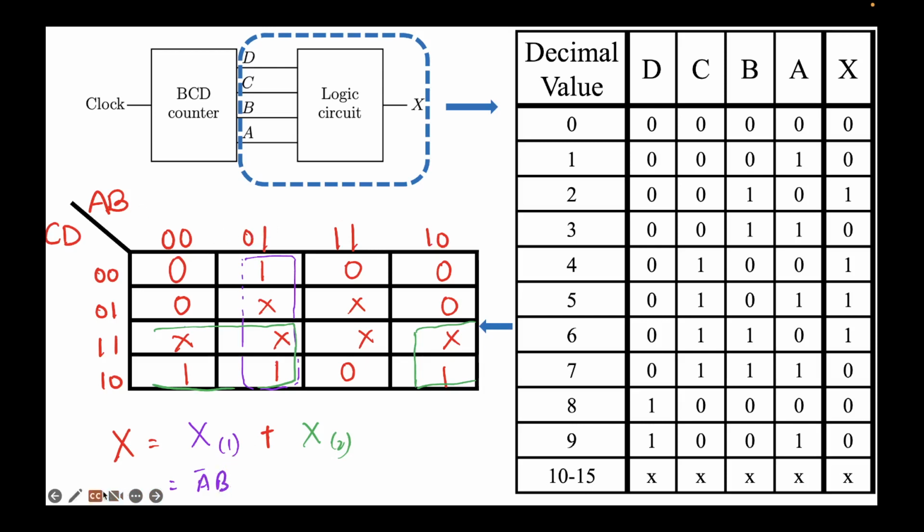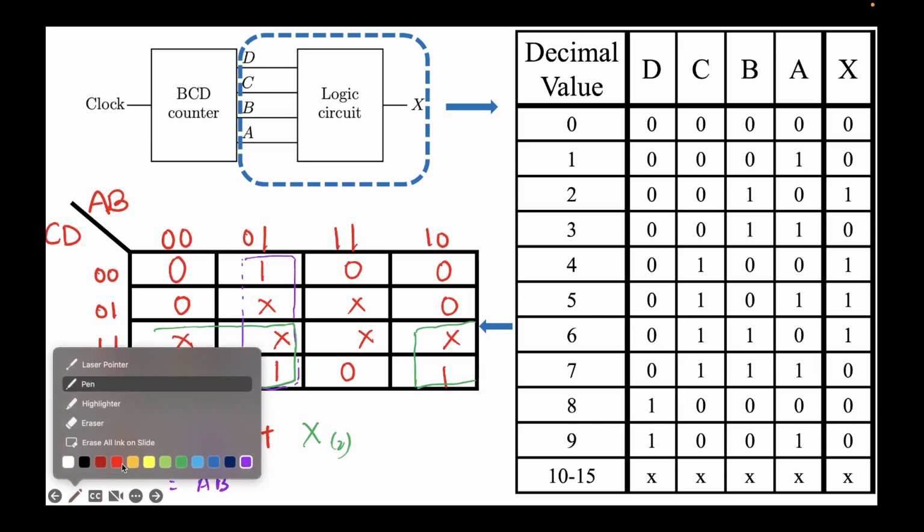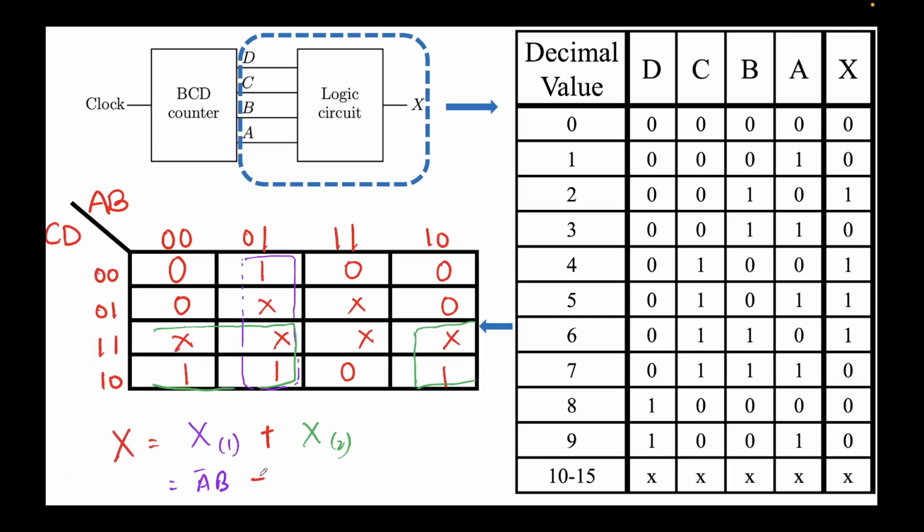So I get A bar B for the purple rectangle, right? But we also need to find the values for the green rectangle. Okay, so let's look at those values now. For the green rectangle, you need to consider this row, these 2 rows, and these 3 columns, right? That's what we have to consider here. Okay, so let's try to figure out what I get.